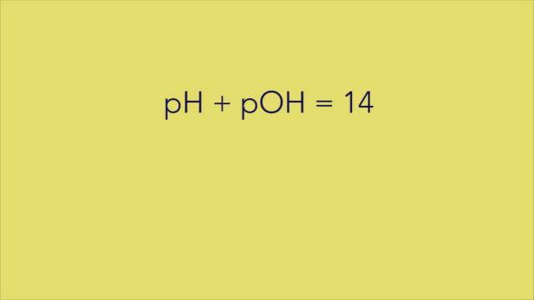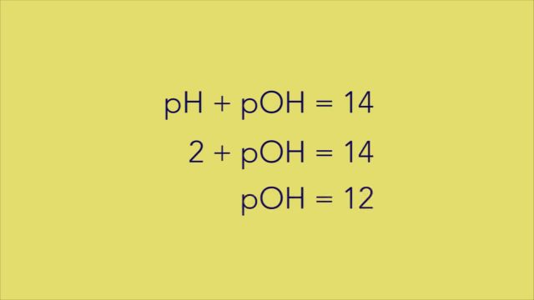Let's try it. Here's my formula. Plug the 2 in for the pH. Now use some simple algebra and solve for the pOH. So the pOH of a solution that has a pH of 2 has a pOH of 12. Easy peasy.